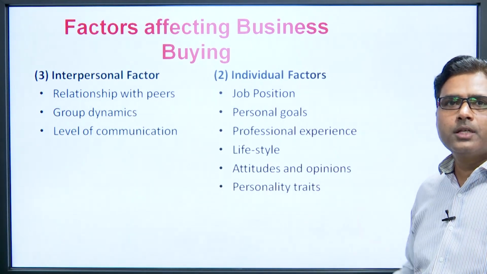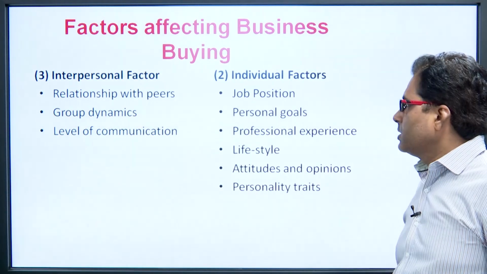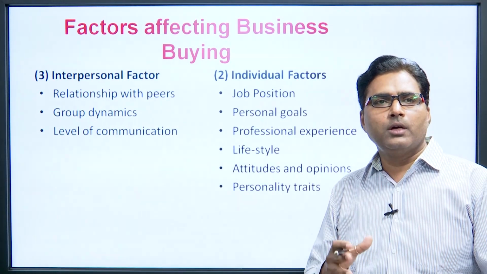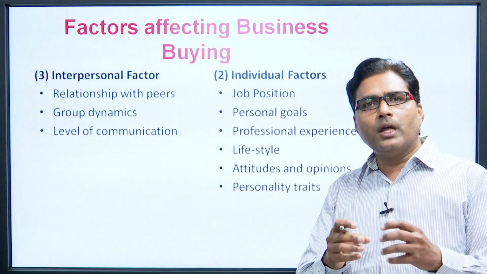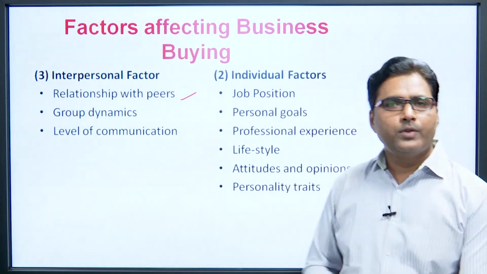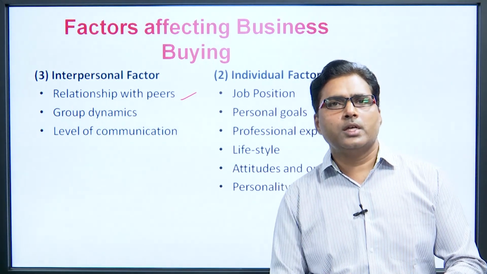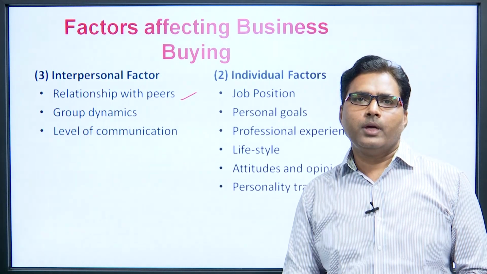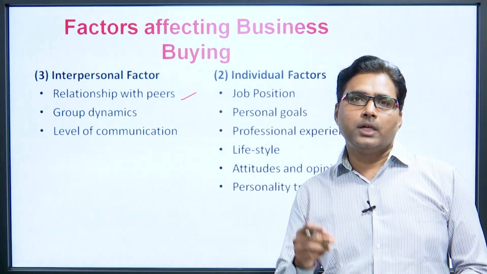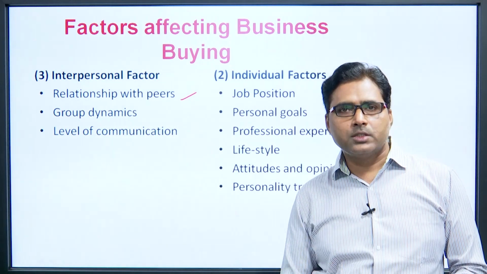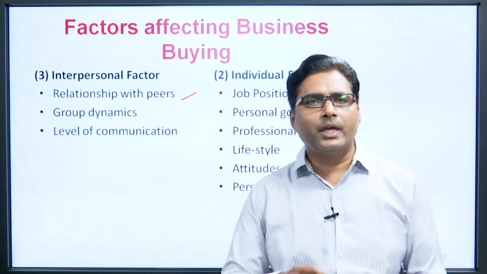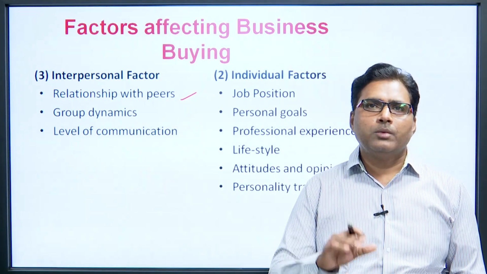The number three is interpersonal factors. Interpersonal factors are the elements that can be seen in the group. So, what is the relationship with peers? If the people are working in the organization, they may have interactions with different levels of employees, and the relationship of the purchaser or the buyer with their peers will give a boost or a negative aspect to the buying behavior.